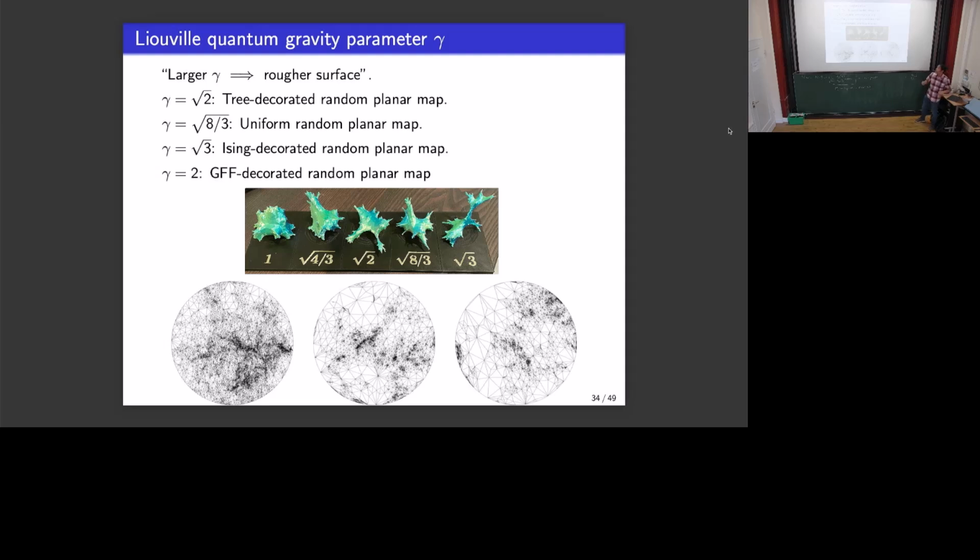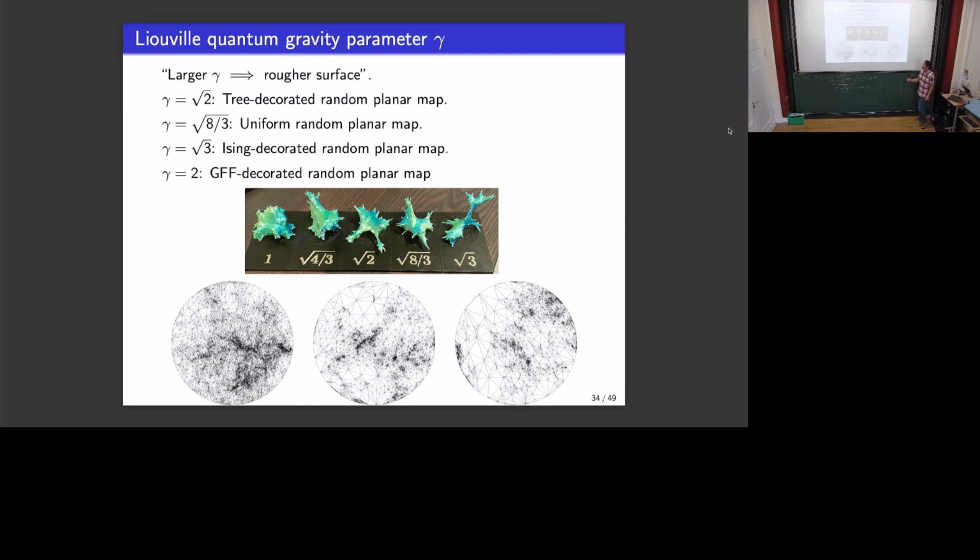Okay, so when gamma is equal to √2, then the scaling limit of a random planar map, weighted by the number of spanning trees it has, should converge to gamma Liouville quantum gravity with gamma equal to √2. Uniform random planar map should converge to square root 8/3 LQG. Ising model decorated random planar map should converge to square root of 3 LQG. And the GFF decorated random planar map converges to the critical LQG, gamma equal to 2.